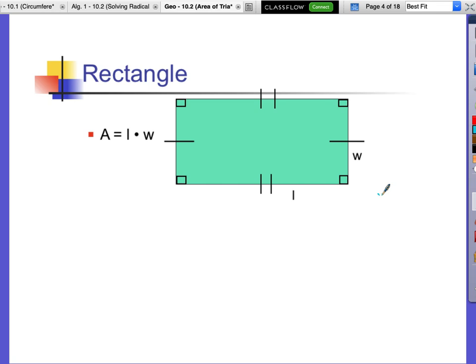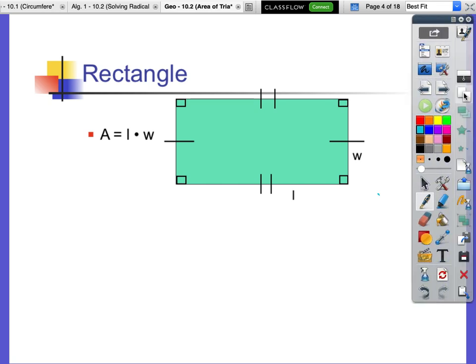Who the heck says width times length? If we're going to base this off of science, probably everyone in the world except for America.